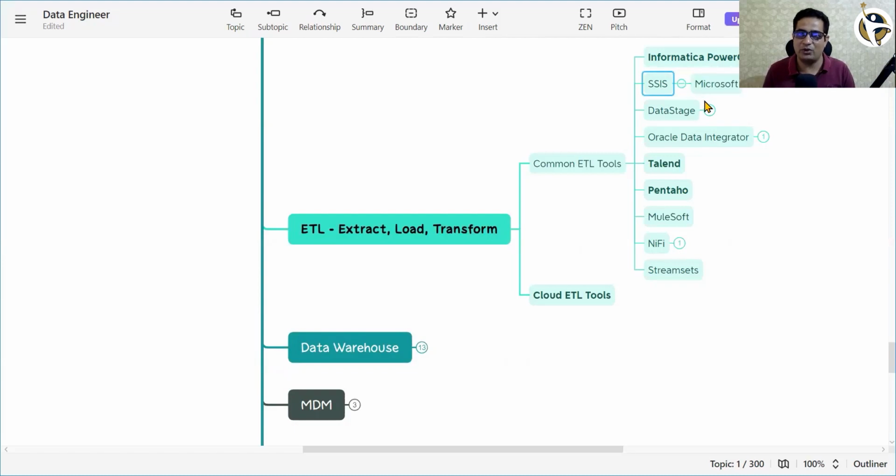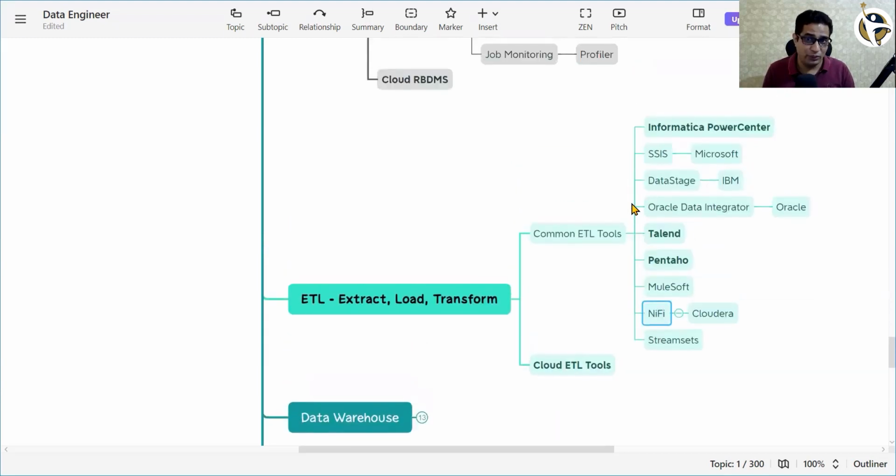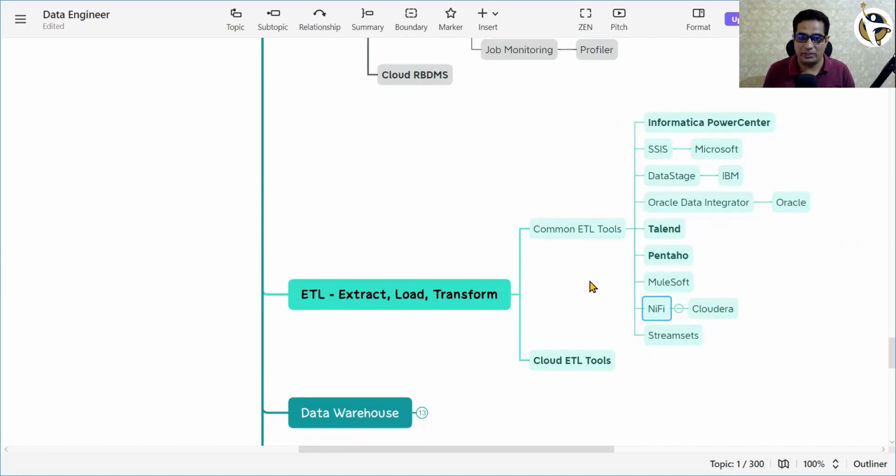organizations. Then SSIS, suppose you are on Microsoft technology, that's where SSIS is a very popular tool. Then DataStage is an IBM popular tool. And in case of Oracle, we have Oracle Data Integrator, Talend, Pentaho, even MuleSoft and NiFi. Suppose you are working in the big data space, Cloudera has this NiFi tool. That is also used to do the data transformation. These are some of the tools you can use as part of your ETL activity. But again, you don't need to know all these tools, right? According to your environment, according to your learning platform, you have to choose one tool and master it. No need to learn each and everything in all these toolkits.